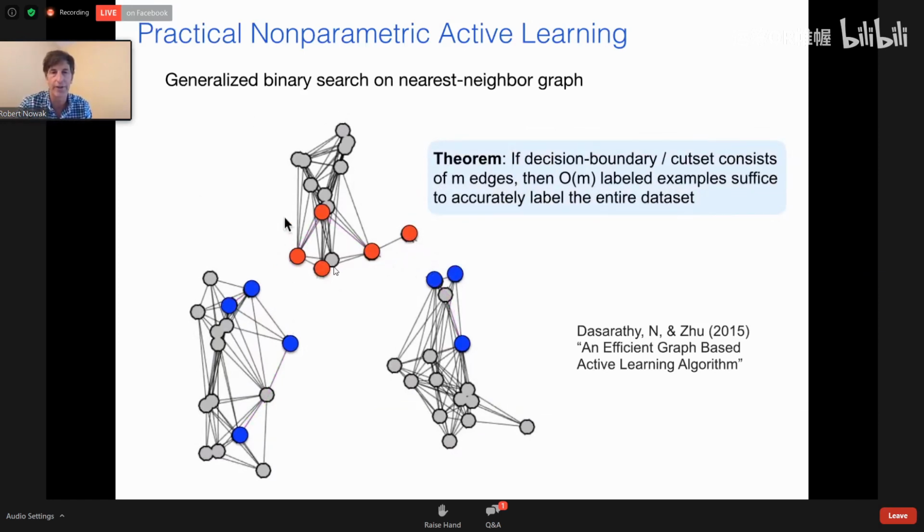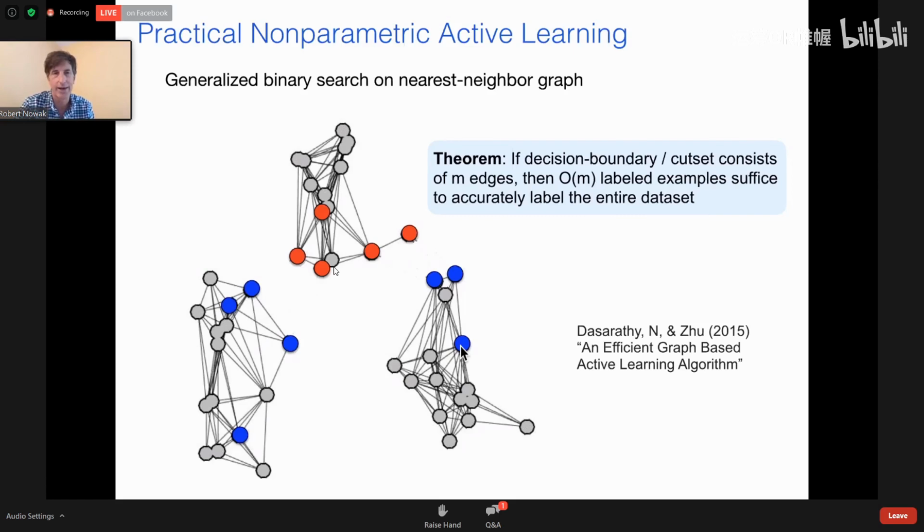So all these examples would be red, blue, and blue. And the theoretical result here is that if the decision boundary, which in this graphical setup is just the cut set of the graph, consists of M edges, then we only need order M labeled examples using this generalized binary search procedure to accurately label the entire data set.